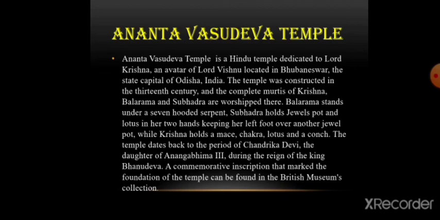Subhadra holds a jewel pot and lotus in her two hands, keeping her left foot over another jewel pot, while Krishna holds a mace, chakra, lotus and a conch. The temple dates back to the period of Chandrika Devi, the daughter of Anangabhima III, during the reign of the king Bhanudeva. A commemorative inscription that marked the foundation of the temple can be found in the British Museum's collection. This is the image of Ananta Vasudeva temple.